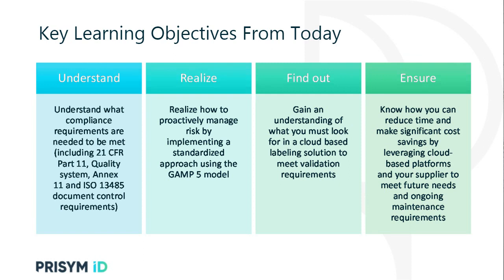Today's learning points will include understanding which compliance requirements need to be met, including 21 CFR Part 11, Quality System Annex 2, and ISO 13485 document control requirements. Also realizing how to proactively manage risk by implementing a standardized approach using the GAMP5 model. Gaining an understanding of what you must look for in a cloud-based labeling solution to meet validation requirements. And finally, knowing how you can reduce time and make significant cost savings by leveraging cloud-based platforms and your supplier to meet future needs and ongoing maintenance requirements.